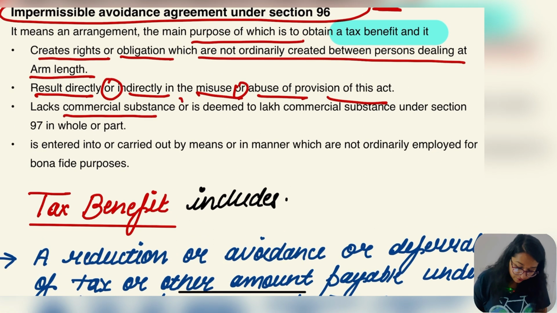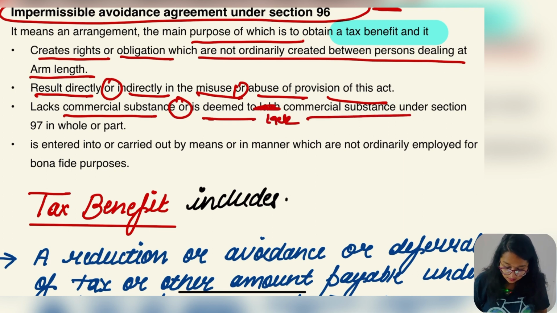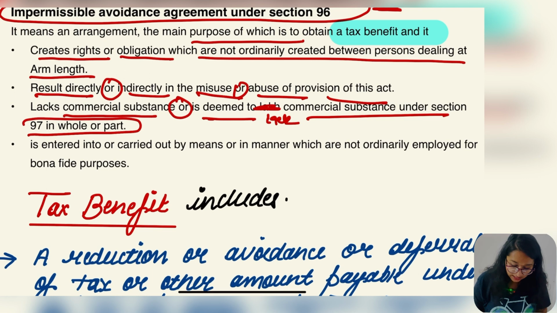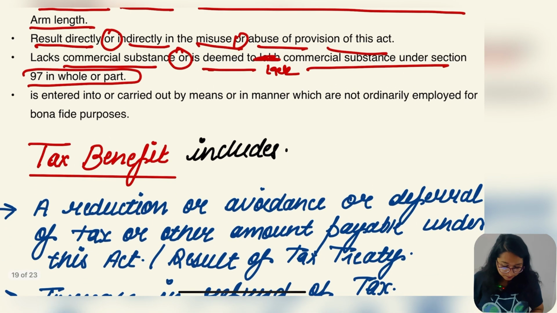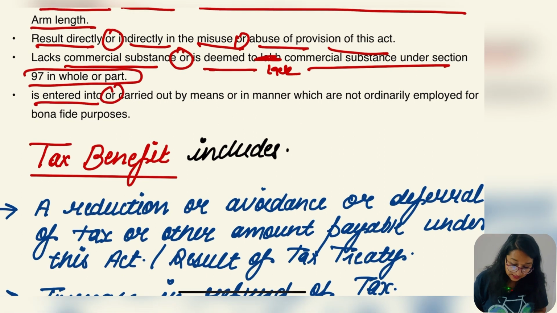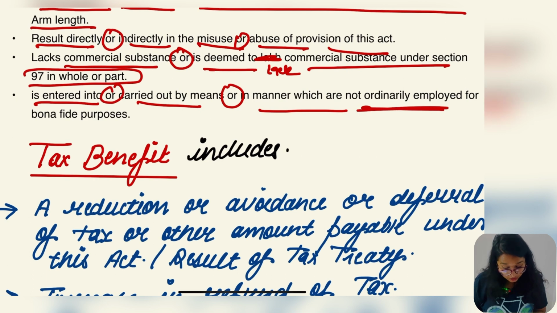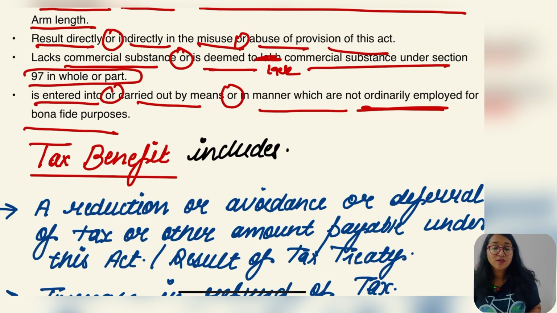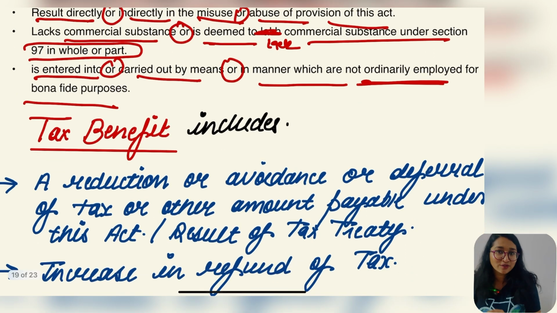Okay, lack of commercial substance, or leading to lack of commercial substance under section 97, whole or part, which means simply lack of commercial substance. Fourth says about: enter into or carried out by means or in a manner which is not ordinarily employed for bona fide purposes. The main purpose of an impermissible avoidance arrangement is to take the benefit of tax, right, by using loopholes of tax.